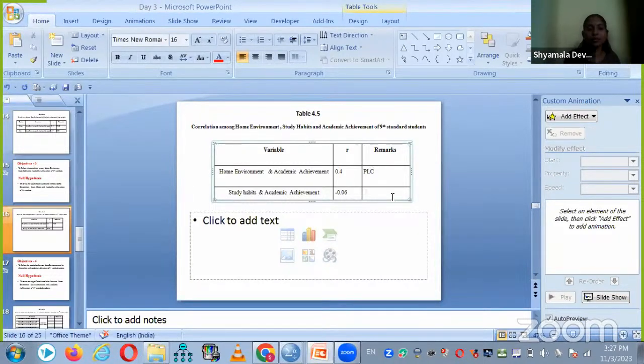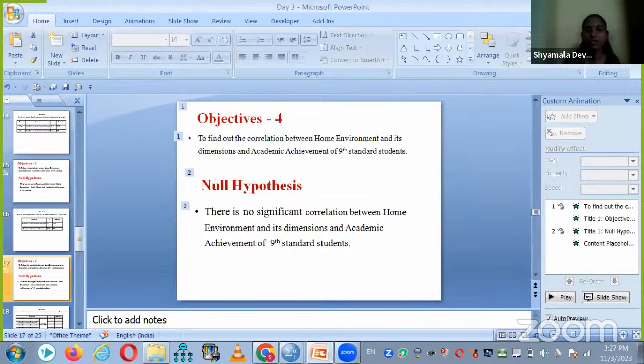So when we put multiple correlations together, it comes like this. And similarly here it is negligible correlation. Just like the previous table, here you are supposed to write the interpretation. So now let me go to the fourth objective.